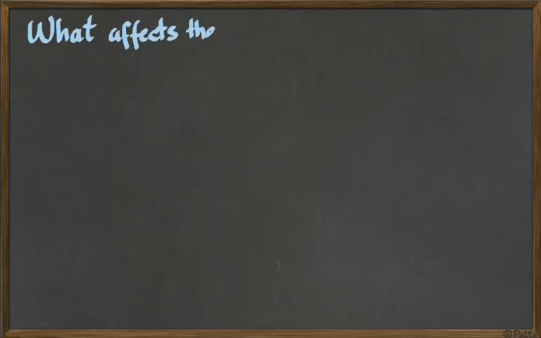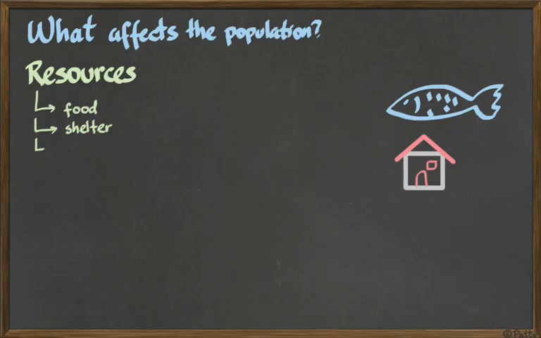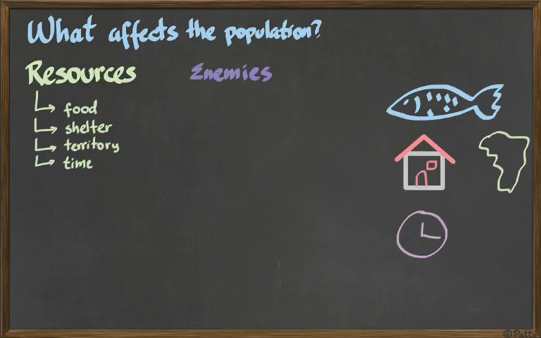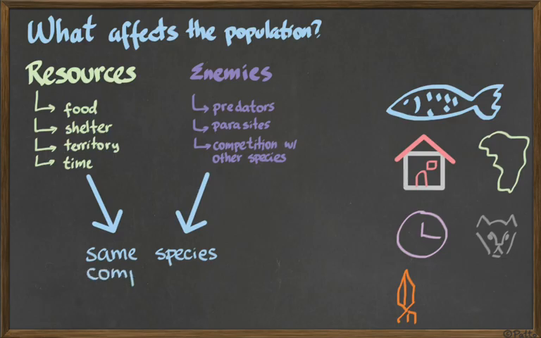Okay? So, what's going to be affecting population? Of course, we mentioned resources. Food, shelter, territory, time, sometimes a resource, and also enemies. Predators, parasites, competition with other species, okay, and of course, which is related to resources and enemies, competition by the same species. That also limits the population growth.